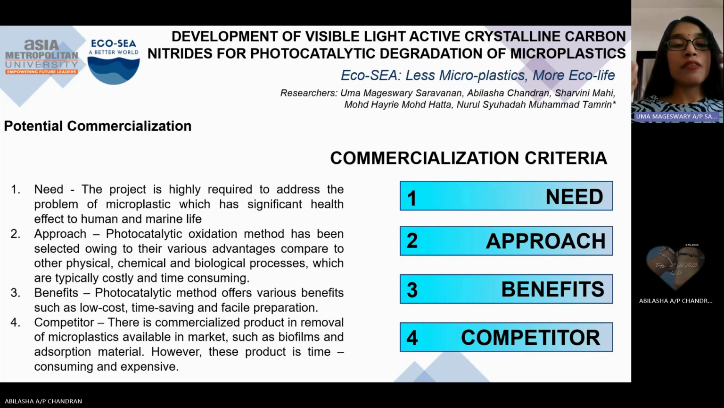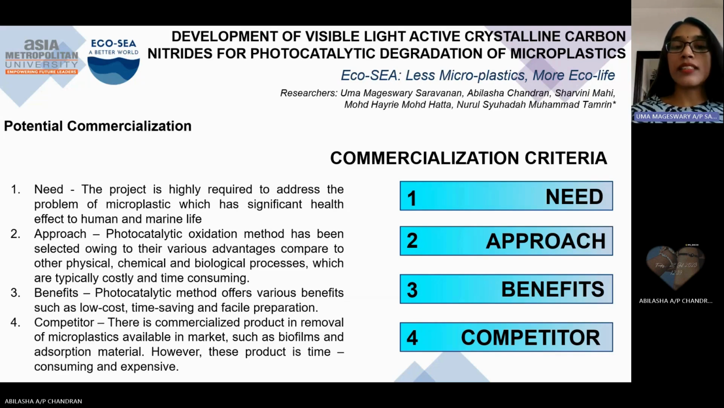Firstly, the need. This project is crucial to tackling the issue of microplastic, which significantly impacts human health and marine life. Secondly, the approach. We chose the photocatalytic oxidation method because it has several advantages over the other physical, chemical, and biological processes, which are often expensive and time consuming. Thirdly, the benefit. The photocatalytic method offers benefits such as low cost, time efficiency, and lastly, easy preparation.